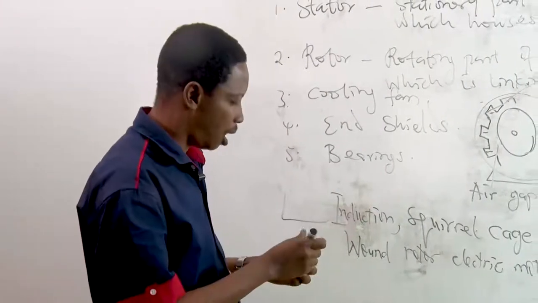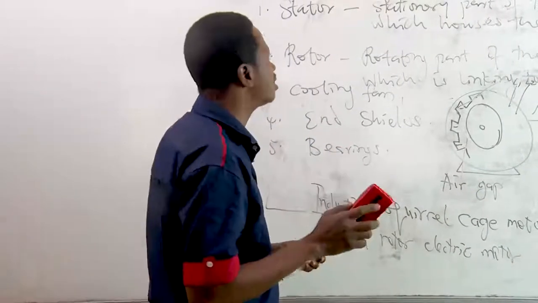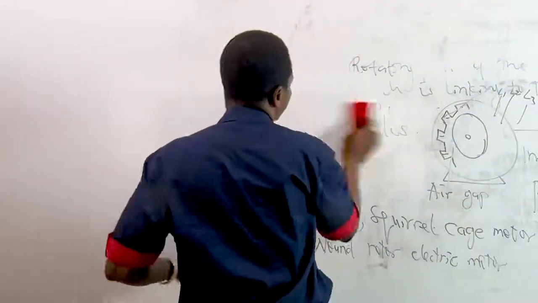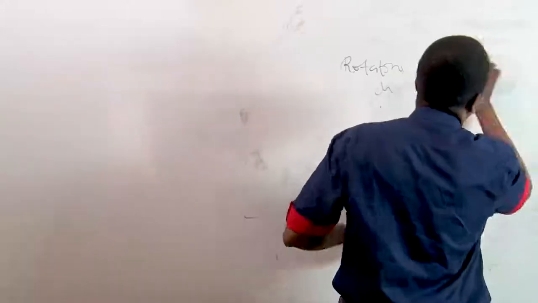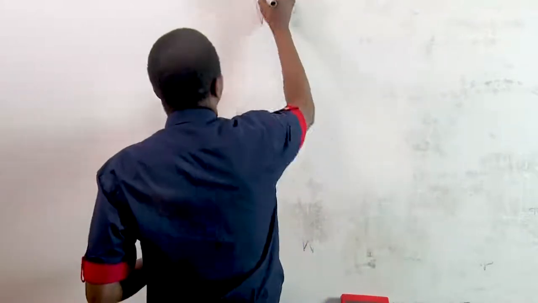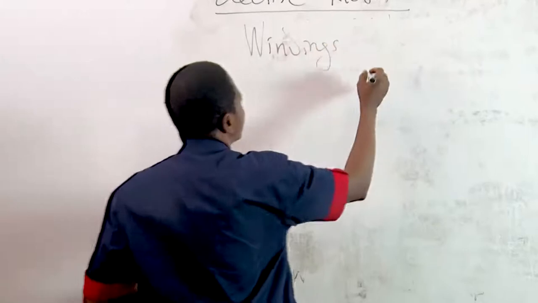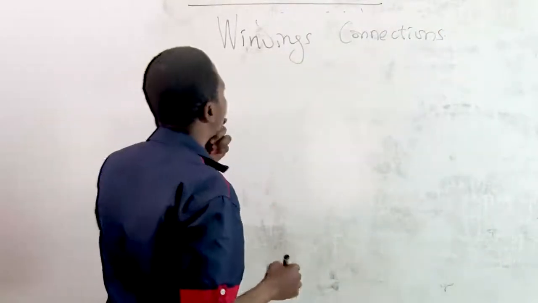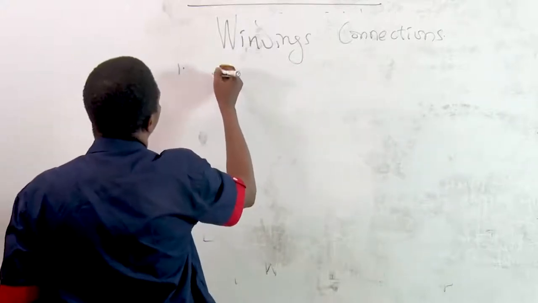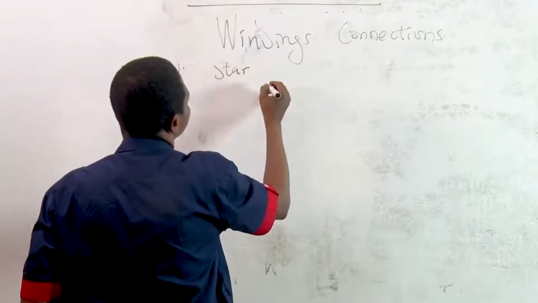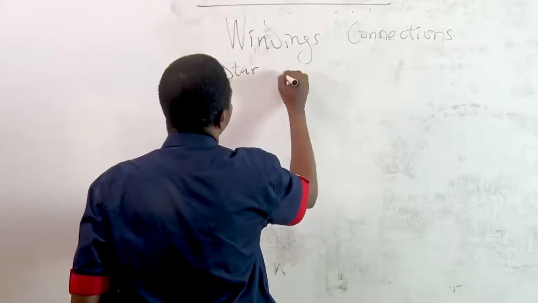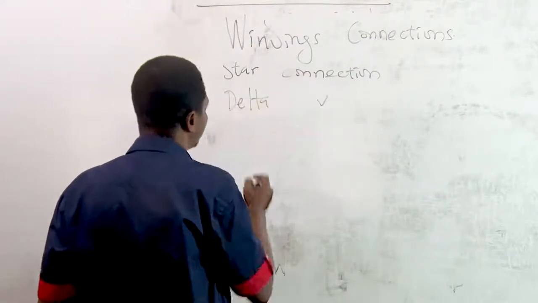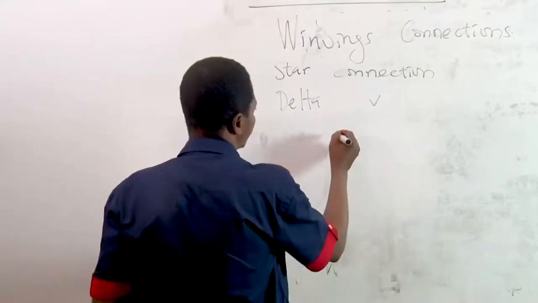This is the construction. However, there are things that you must know. And that will take us to the next thing that is very critical in electric motors. Number one, winding connections. We have two types of winding connection. One, star connection. And two, delta connection. Star. What is star? Let me draw it.